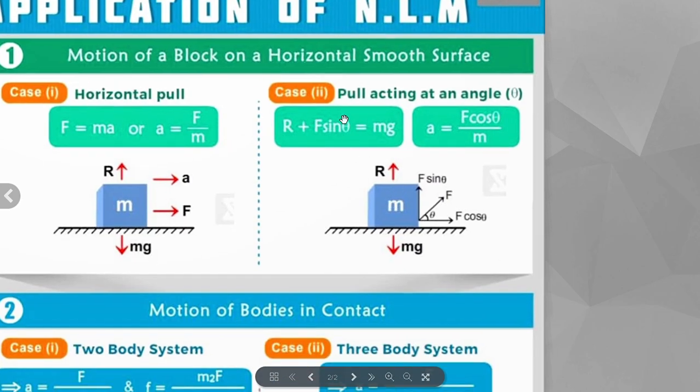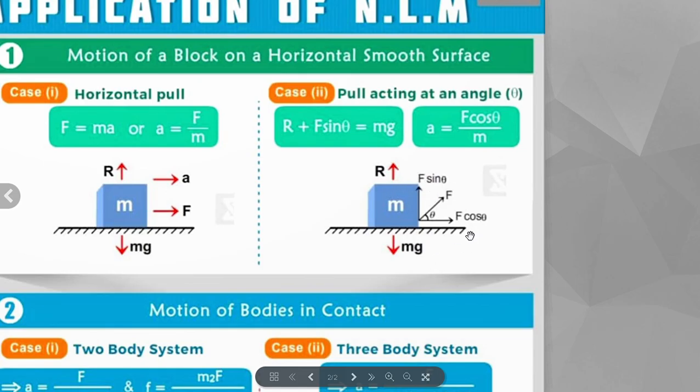In this case, the pull acts at an angle. Here we apply force F at an angle. So R plus F sin theta is equal to mg. Here you can see that we applied force at angle theta, so the block will move in the direction of F. In that case there are two components, F sin theta and F cos theta.